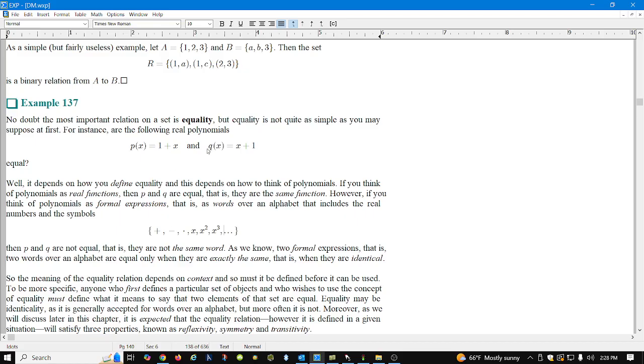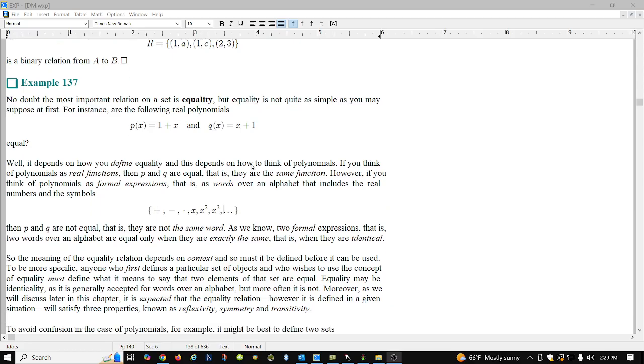Well, these are then quite different as formal expressions, because they're not the same words. The symbols are in a different order. Or put quite simply, P and Q are not identical. So the meaning of equality, the equality relation, depends on the context, which means it has to be defined before it can be used. There isn't one single definition that applies in all contexts.